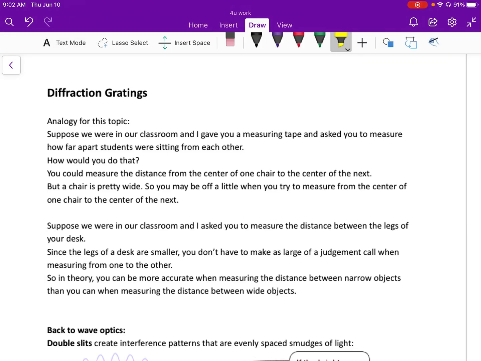The topic of this lesson is these things called diffraction gratings. Before we get there, I'm going to talk you through this little, I called it an analogy, kind of the background, why these things exist.